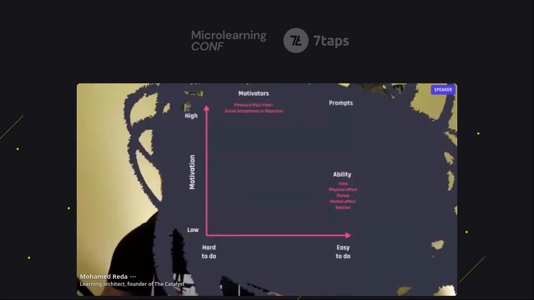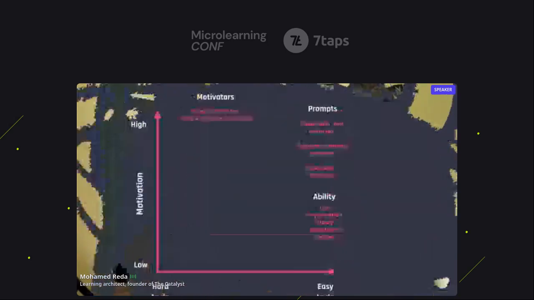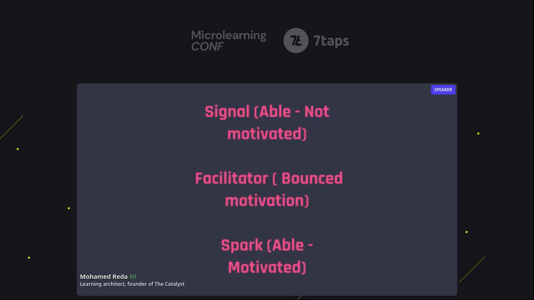And finally, prompts. Now, prompts come in three different types. We have the signal type of prompt, which is I am able, but I'm not motivated. And when we do signal prompts, we are trying to put something there as a cue, easy to build their motivation bit by bit. We're giving them a signal, like a light post, something that they can always see, and say, okay, you know what, I'm not going to be discouraged to go for it.